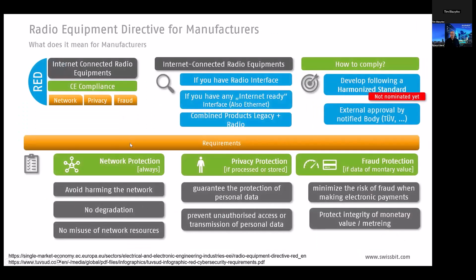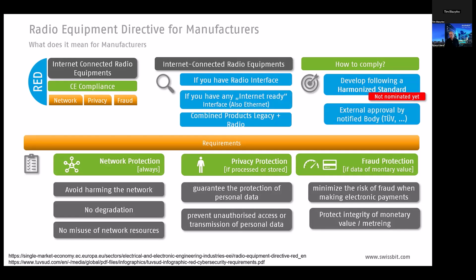Just some little more details. I could talk a lot about this topic. So just some statements, again, like what is internet connected? So I already covered that, I think. And also going a little bit into the details of the network protection. So what would this mean? So you should protect the network in a way that you do not degrade its capabilities, that you avoid any harm, or at least the harm that you can somehow touch. And also you should not misuse network resources.